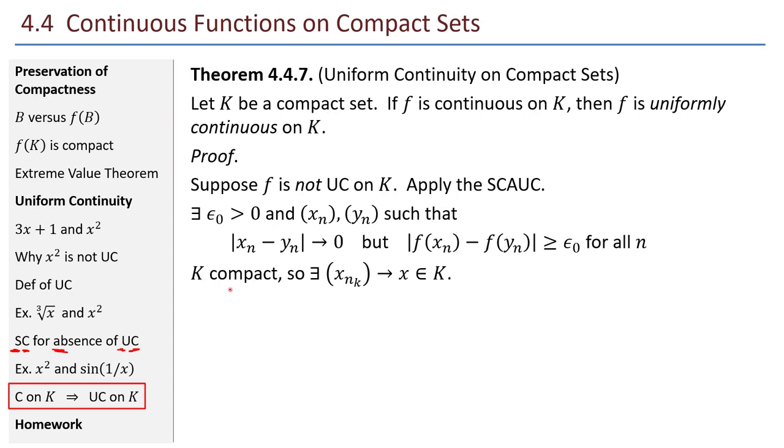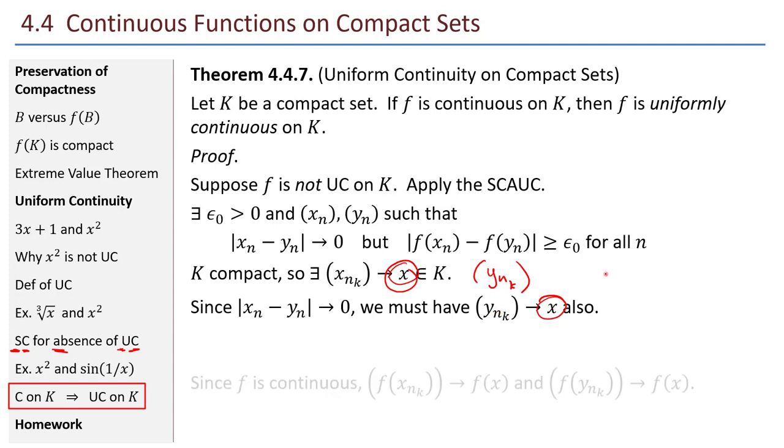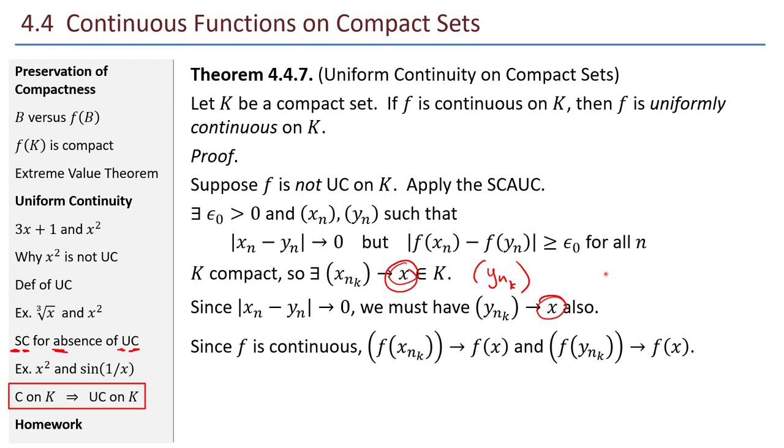Well, my set K is compact, and so this sequence of x's must have a subsequence that converges to a value x that's also in K. Now, there's a corresponding subsequence of y values, y_nk. What happens to those? Since the difference in my corresponding terms goes to 0, it turns out that the subsequence of y's also converges to that same x that the x's converge to. So my subsequence of x's and my subsequence of y's both converge to the same value x in K.